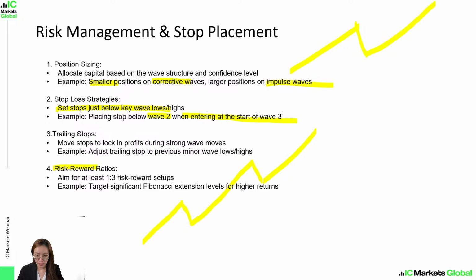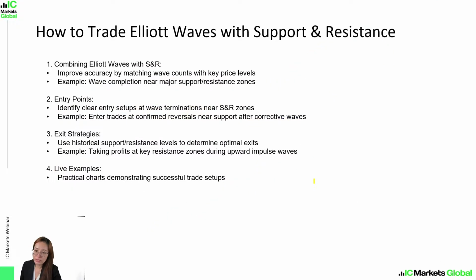Okay, this is going to be the last slide before I end the webinar. Okay, so how to trade Elliott wave with support and resistance. Basically you combine Elliott wave with support and resistance, improving accuracy by matching the wave count with the key level. For example, a wave completes near a major support or resistance zone or demand and supply. Okay, entry point: identify a clear trade setup at wave termination near support and resistance or demand and supply, whichever you want to call it. Example, enter the trade at a confirmed reversal near support after a corrective wave.